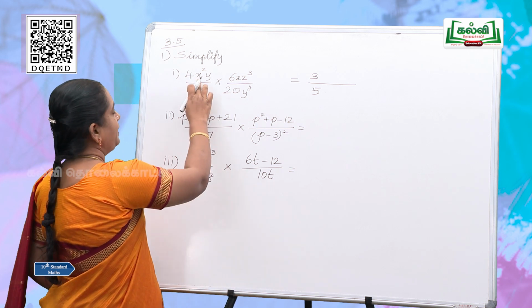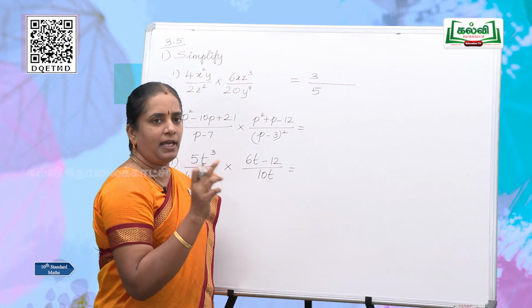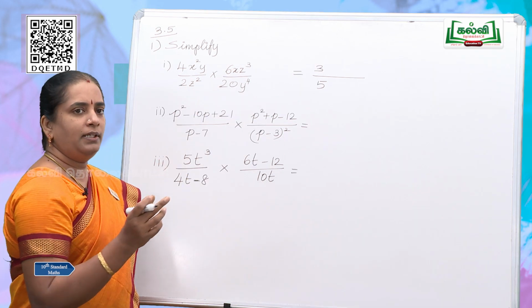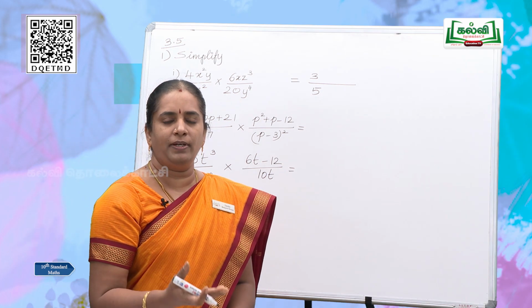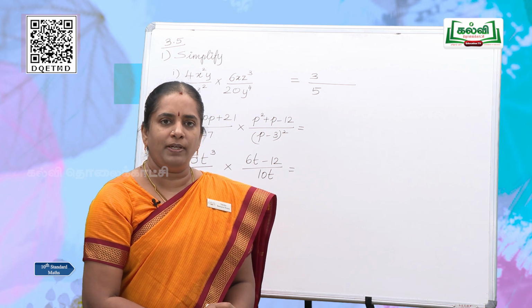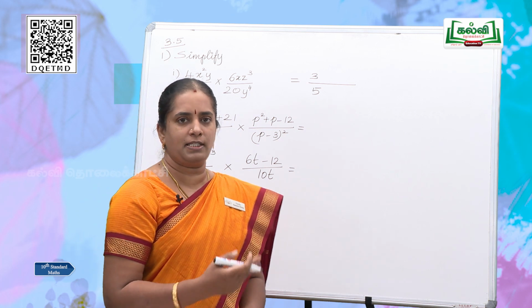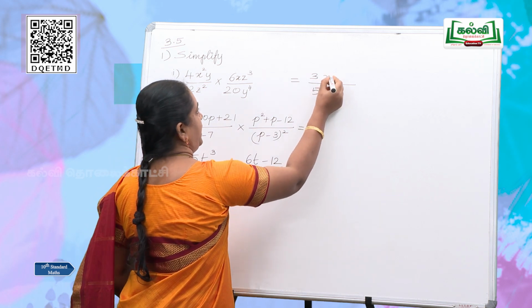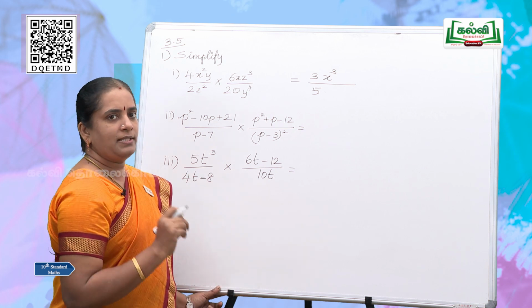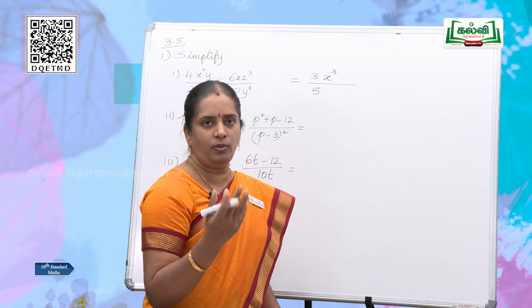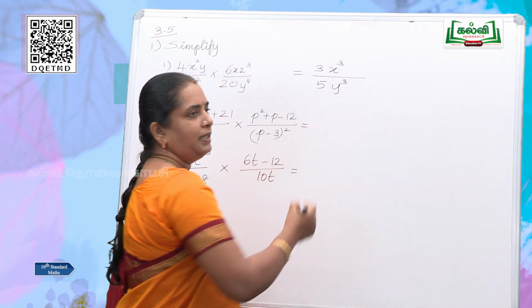The variable part here is x square and here is x. For like variables x and x square, you know the laws of indices: a power m into a power n is equal to a power m plus n. So, x square into x power 1 is x cube. So, we take x cube. Here in the numerator y power 1 is there, but in the denominator y power 4 is there. So, we can cancel and write y power 3 in the denominator.